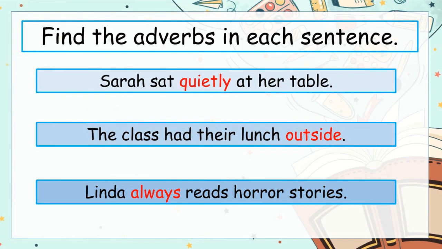Well, did you find them? There was one in each sentence. In the first sentence, the word quietly is an adverb because it tells us how Sarah sat down. She sat quietly. In the second sentence, the adverb is the word outside because it tells us where the class had their lunch. And in the final sentence, the word always is an adverb because it tells us when Linda reads. She always reads.